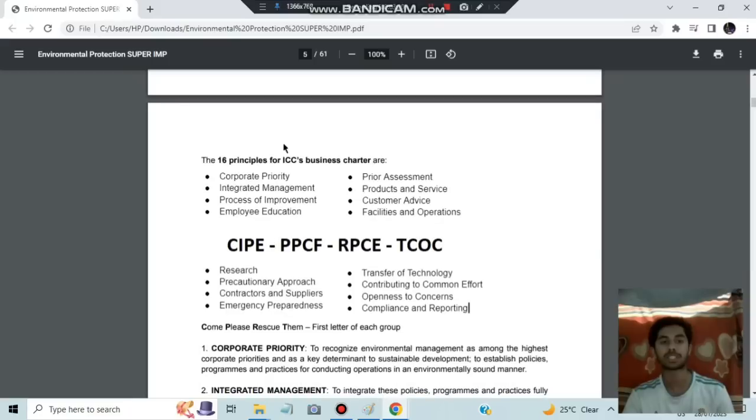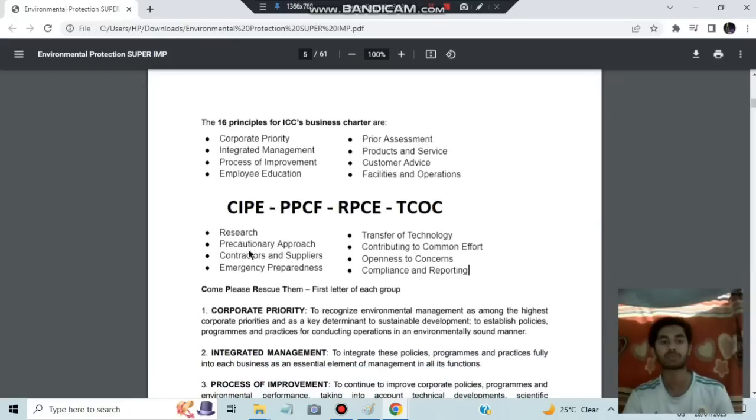So these are the 16 principles, and you have to remember them in this form, divided into 4 parts. This is one group, second group, third group, fourth group, and the starting letters of each of these is CPRT. Come, please rescue them. First letter of each group: Come, please rescue them. When you write CPRT, after that you have to write CIPE, PPCF, RPCE, TCOC. After that you can just go through the points. They are very simple points.